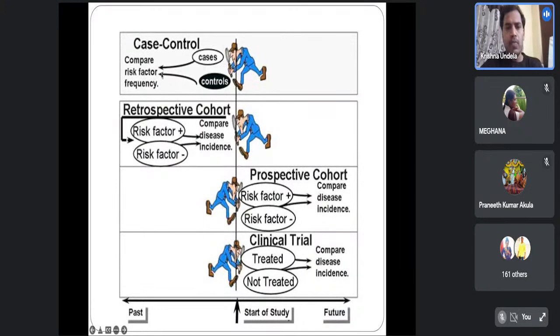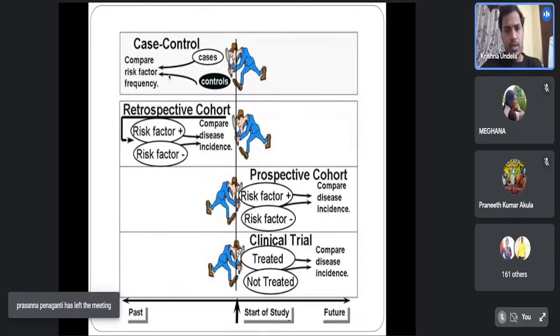So what you take first is the difference between a retrospective cohort and a case control. In the retrospective cohort, first you take the information on the risk factor and then try to understand the outcome. But in case control, first you take the information on the outcome and then try to understand the risk factor. That's the important difference between the retrospective cohort study and the case control study.